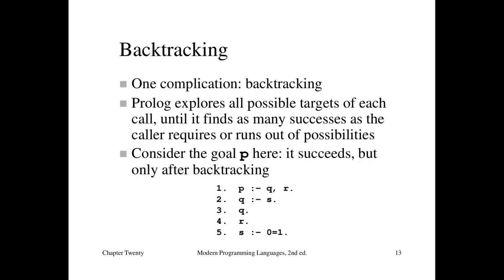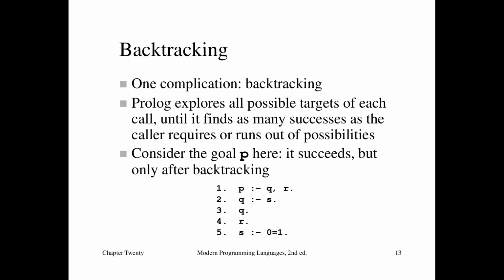Thinking about it in this procedural way is possible, but it leads us to a certain problem. One complication of this model is backtracking. So we have to think about how Prolog actually does this. Prolog goes through and explores all possible targets of each call until it finds as many successes as the caller requires or runs out of possibilities. Basically, it's walking through all the facts that it has, or other potential functions it needs to use, to figure this out, as long as we continue asking it for information, or until it runs out.